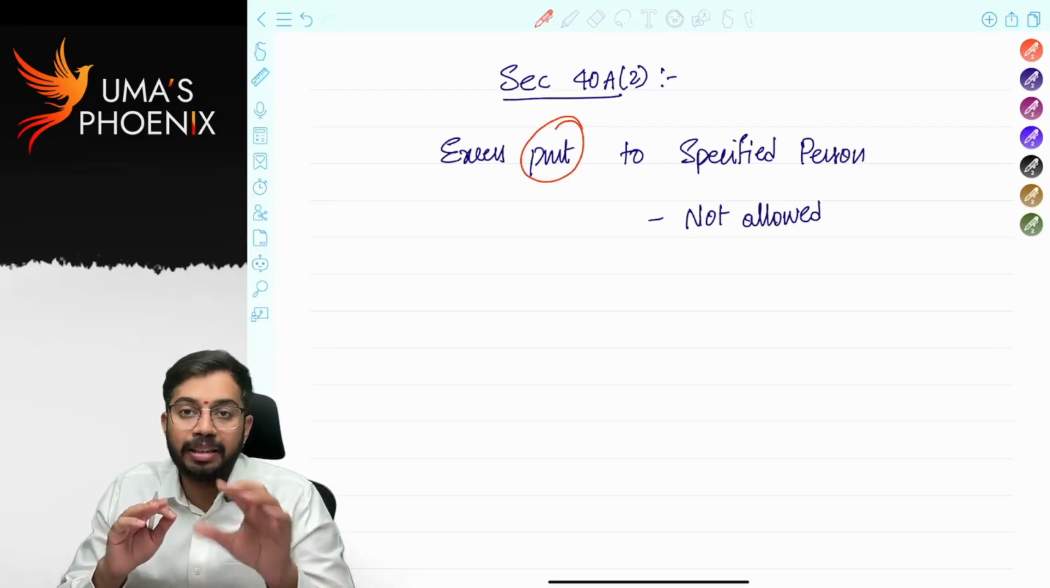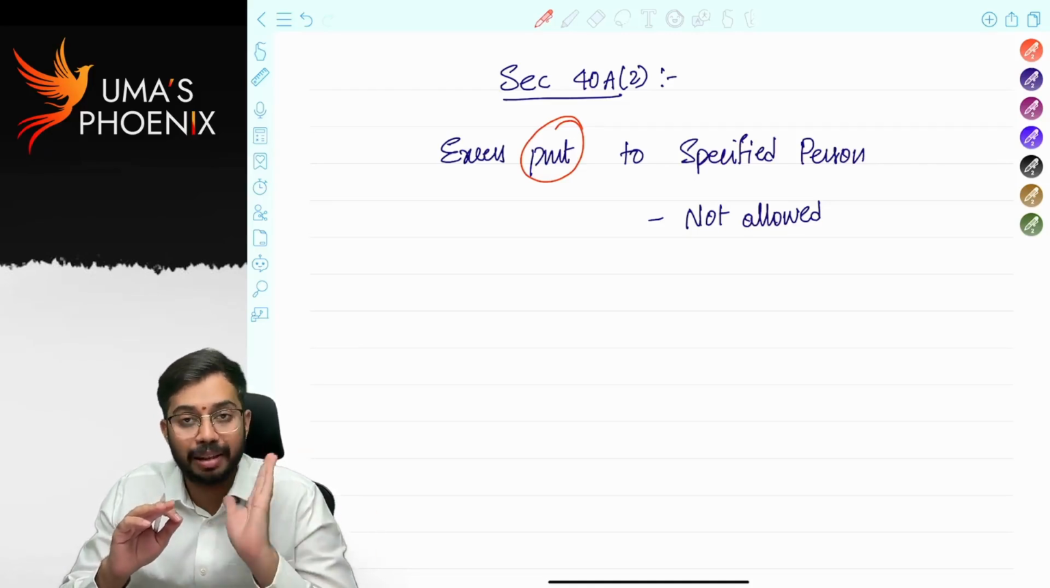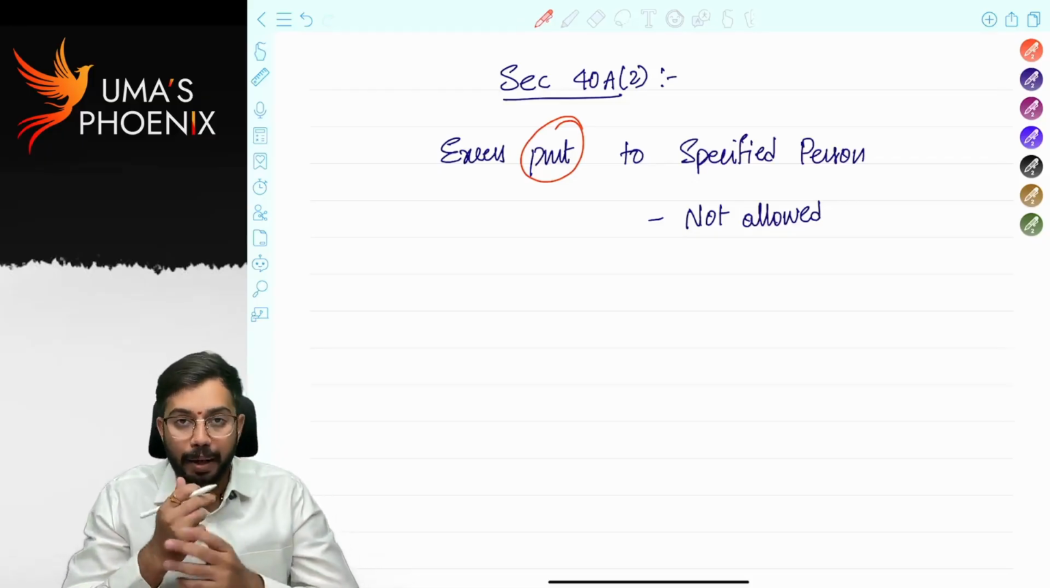Please remember, in examination he will confuse you. He will give excess income received from relative, tax it completely. 40A(2) is not applicable there. 40A(2) is applicable only for payments.